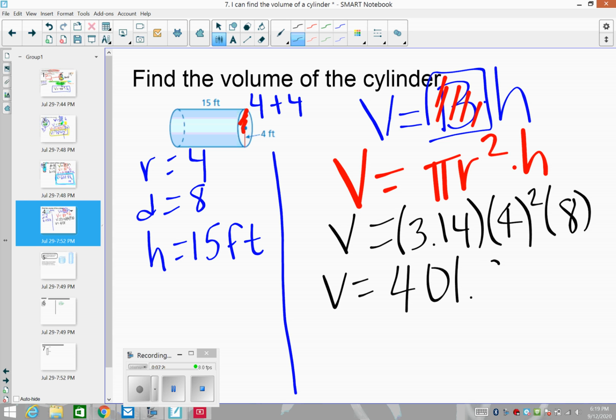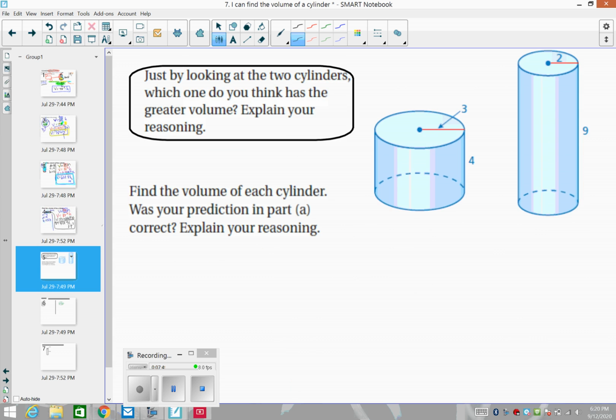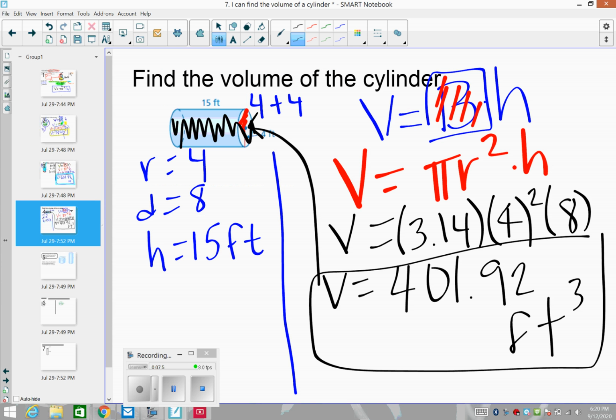I'm going to work at my pace, but I need you to actually attempt these, right? This is your learning journey, so make sure you're attempting these. Just simply pause the video, type them in, and then verify that you got the right answer. How much does this can hold? It holds 401.92 feet cubed of whatever it is, whether it's sugar or pop or anything. Green beans come in a cylinder and things like that.